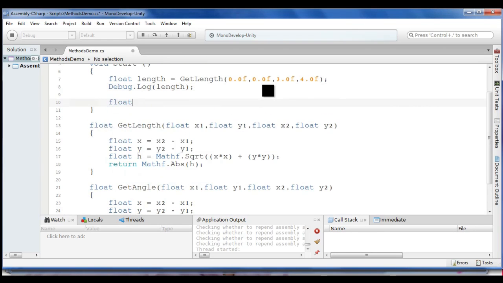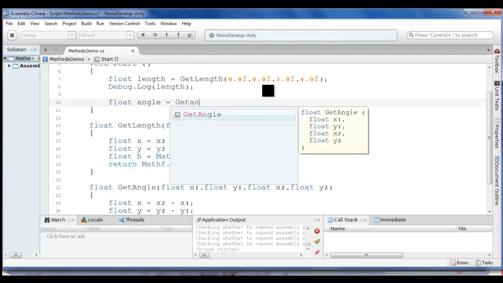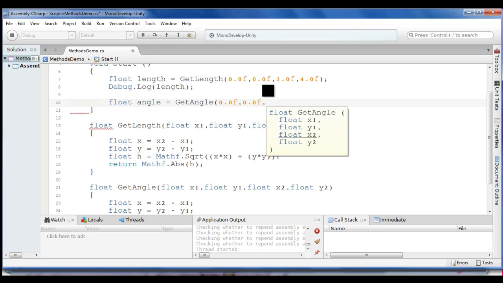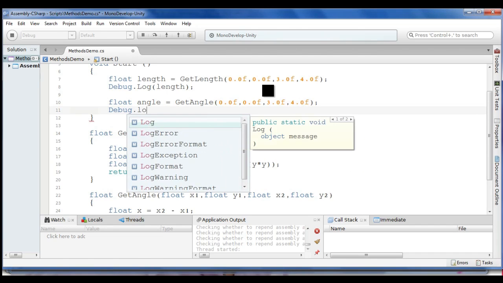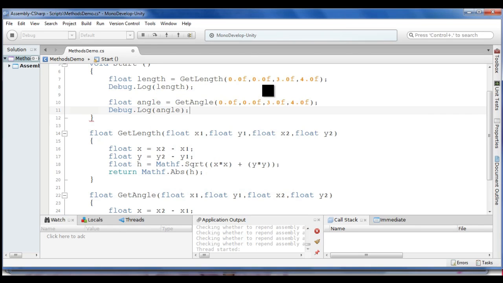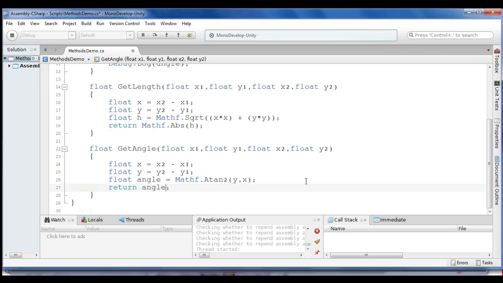Here, float angle is equal to GetAngle. So we pass x1, y1, 0, 0, 0.0f, 0.0f, 3.0f, 4.0f, and we say Debug.Log is going to display us the angle, and I want to display the angle in degrees.